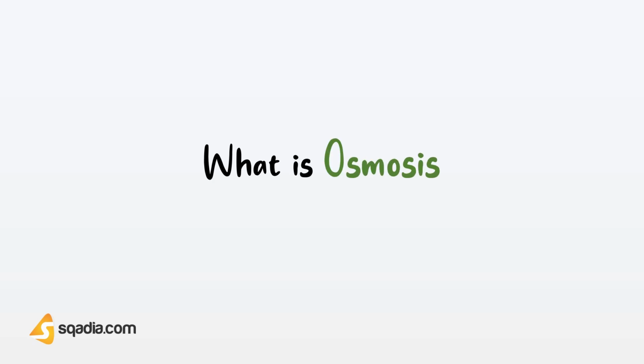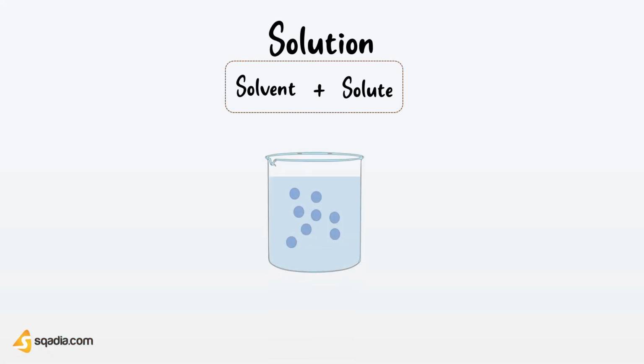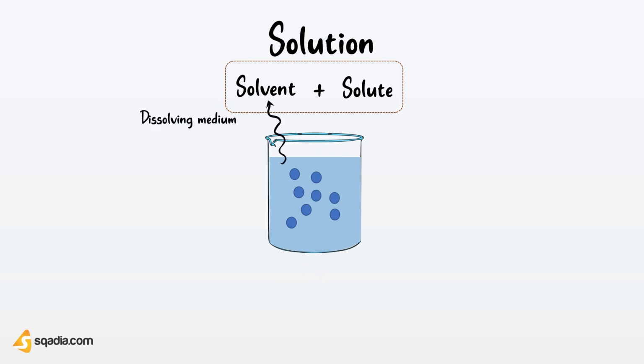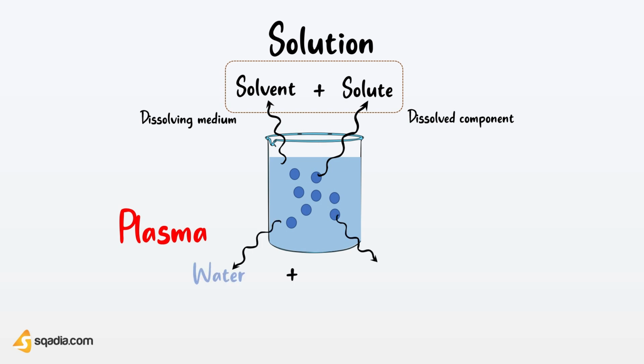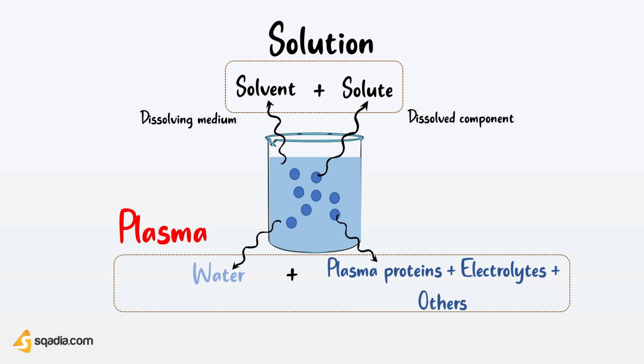What is osmosis? This is going to be the question that we will answer in this video. We know that normally a solution is made of solvent plus solute. Solvent is the dissolving medium often present in large amounts, and the solute is the dissolved one often present in small amounts. If we relate it to biological fluids, such as plasma, we can say water is a solvent there, and plasma proteins, electrolytes, and other small and large particles collectively can be considered solutes.